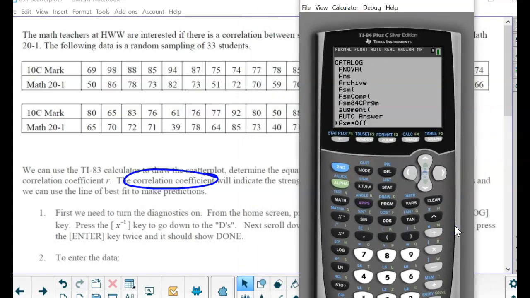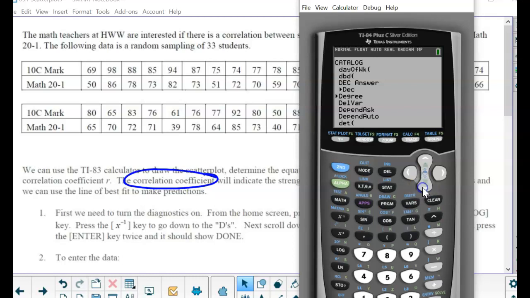Just a sec, x to the negative 1. We want the alpha key, okay? That means it's going to give us anything that's green here, so D. Oh, that didn't work, sorry. Alpha key, D. Okay, so alpha x to the negative 1 will give us the D. It means it will go to the D's in the diagnostic. It's just a fast way.